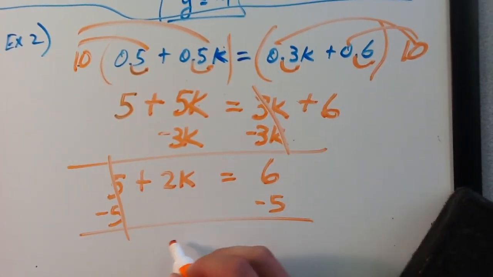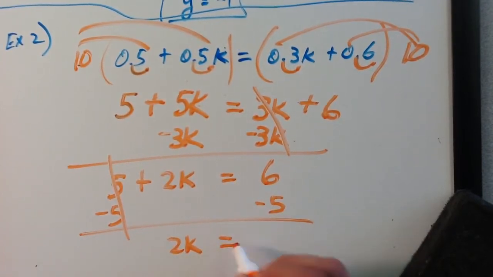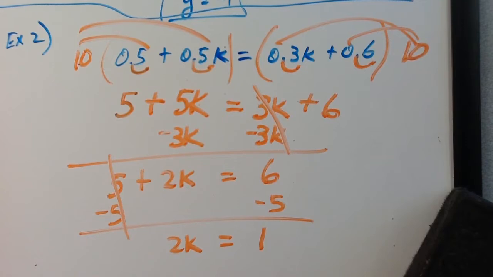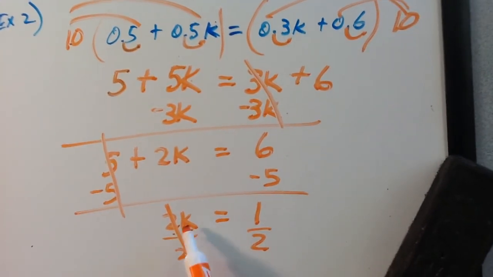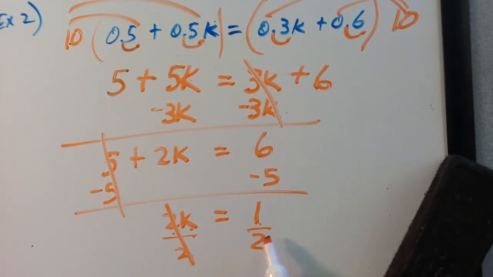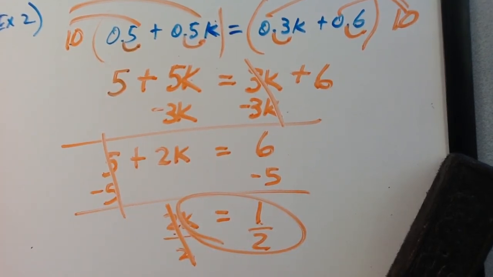So now I'm left with 2k. Bring the equal sign down. 6 minus 5 is 1. Now I solve for k. How do I solve for k? I divide by the coefficient, the number in front of the letter. Here's the variable, and the number in front of it is 2. So I divide this side by 2 and this side by 2. Those two simplify, and so k is equal to 1 over 2. K is equal to 1/2.